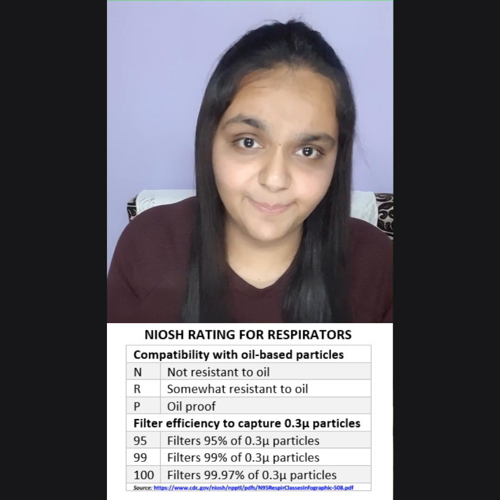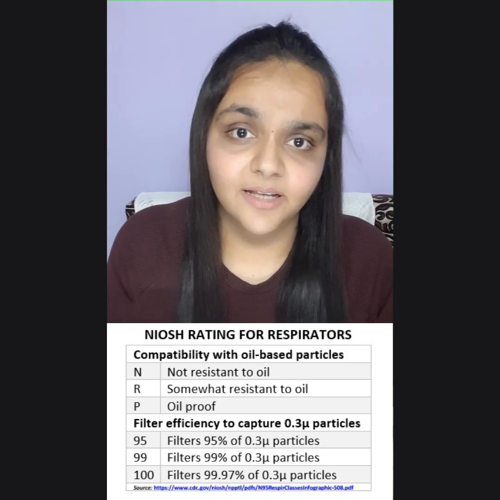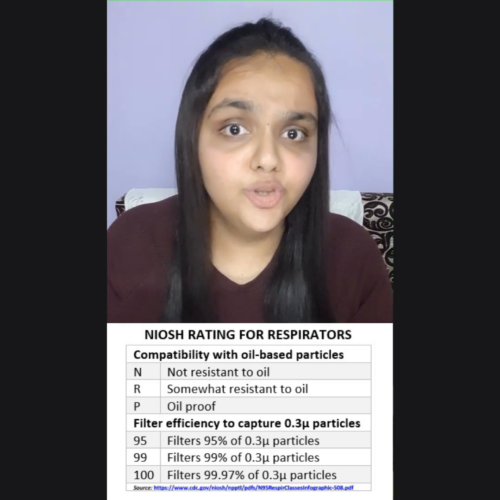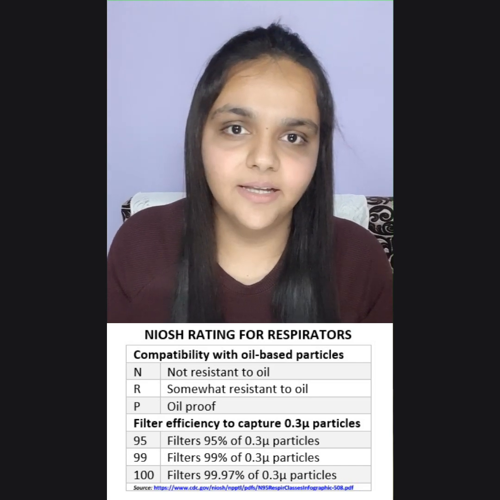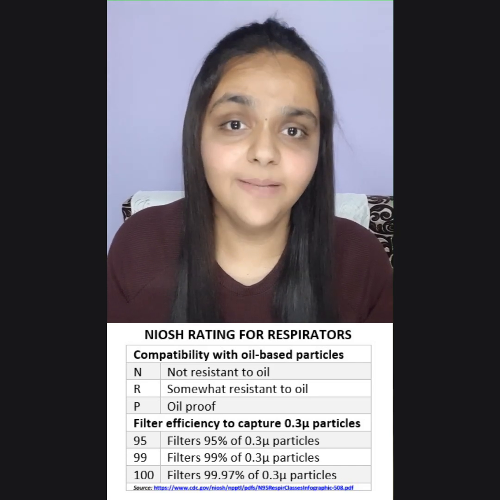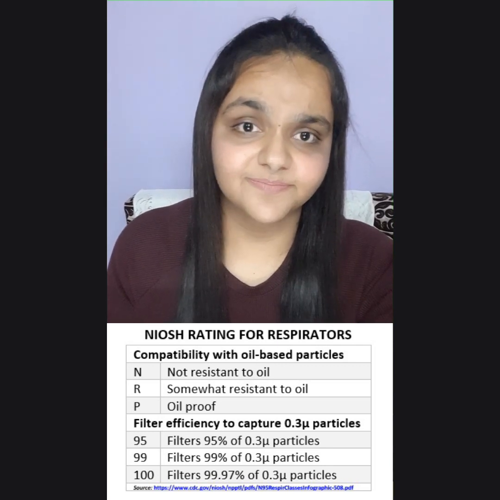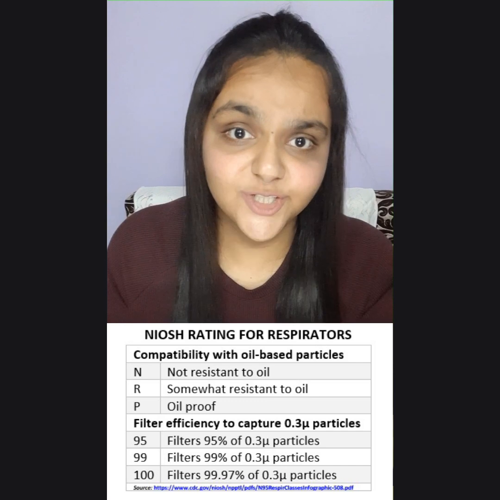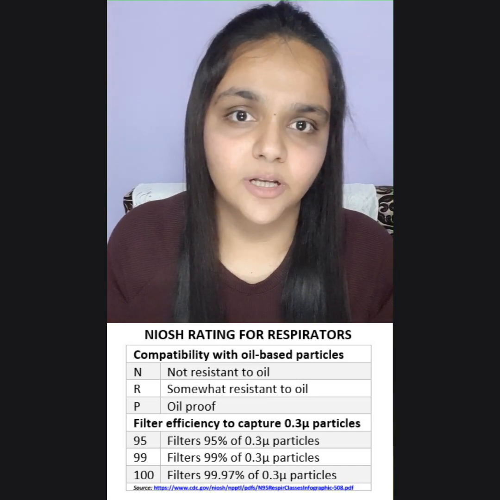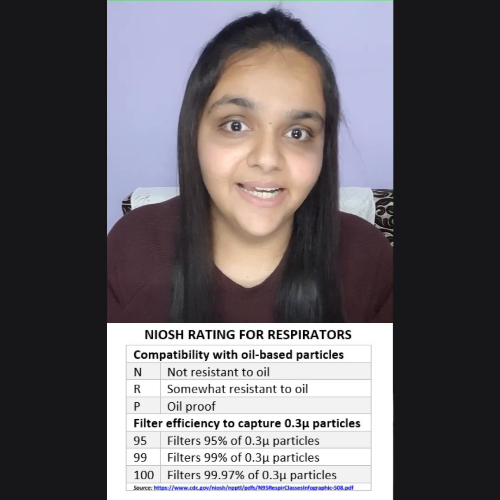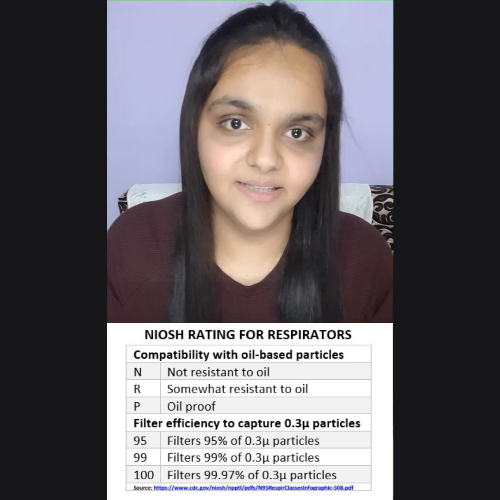The letter represents the oil resistance of the respirator. N stands for not resistant to oil, R stands for resistant to oil, and P stands for oil proof. The number on these respirators signifies its efficiency to capture particles of size 0.3 microns. So the number 95 means it can capture 95% of 0.3 micron particles.